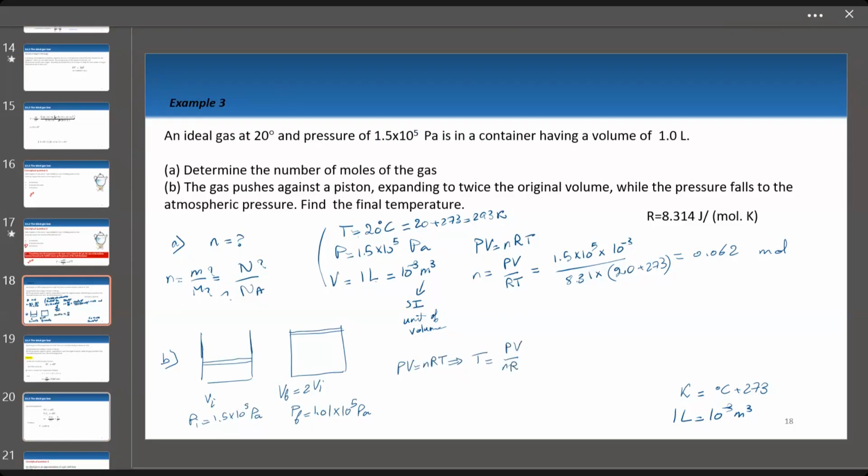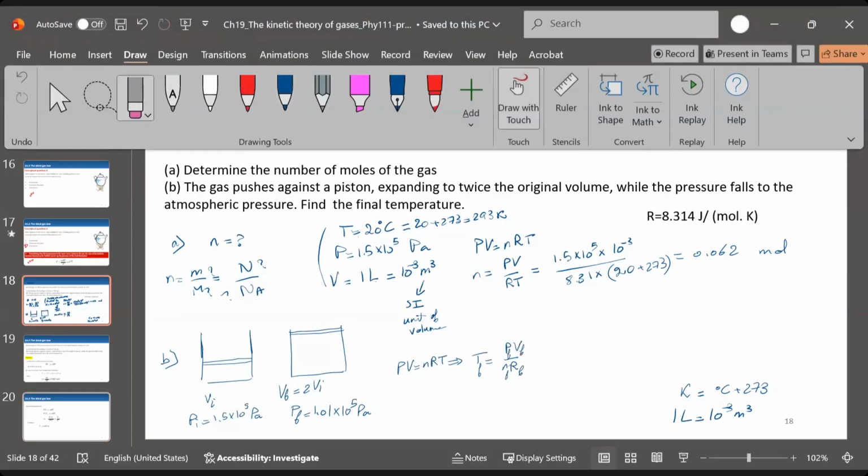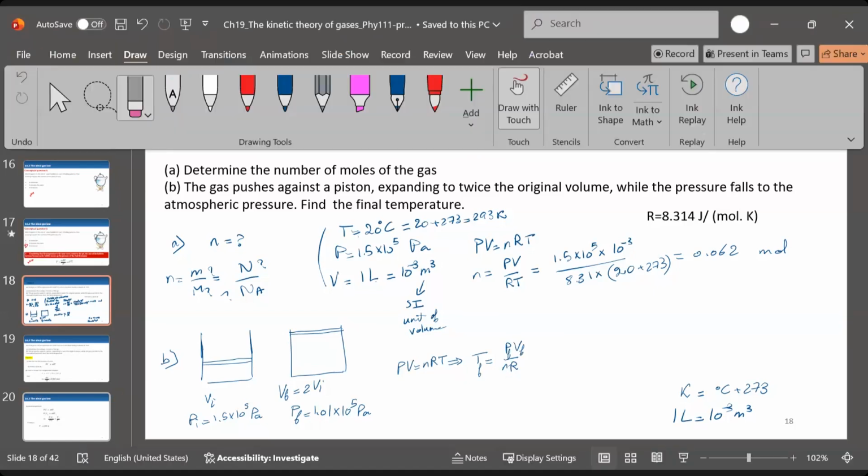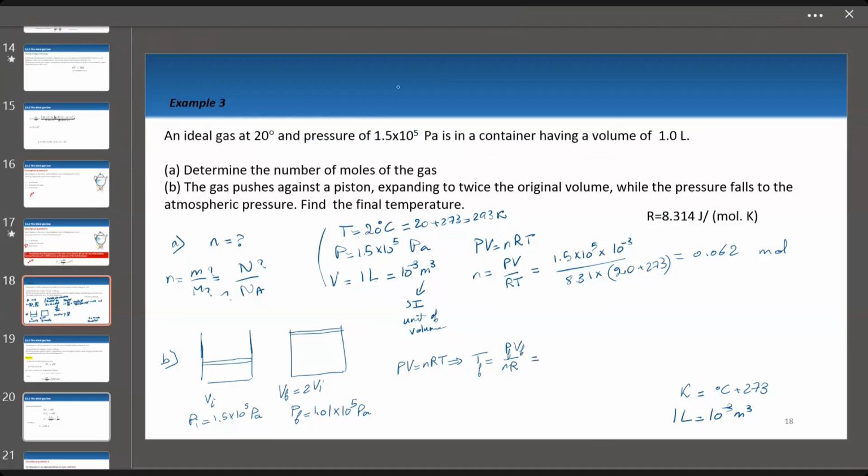Perfect. We're looking for the final temperature. So this will depend on the final pressure and volume. Now the R is a constant, it will not change. And the number of moles is the same because the container is sealed. None of the atoms escaped outside. So the number of moles must be constant here. Atoms cannot just disappear, which makes things very straightforward.